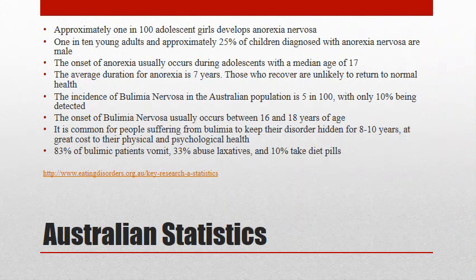Bulimia affects 5 people in 100, but only about 10% are detected, so those statistics are a bit of a guess. Bulimia normally occurs later on in life, between 16 to 18 years. And like anorexia, they can keep their disorder hidden, but probably more so with bulimia because they're still maintaining an average weight. Some statistics there: 83% of bulimic patients vomit, 33% use laxatives, and 10% take diet pills, to get rid of the food that they have consumed.